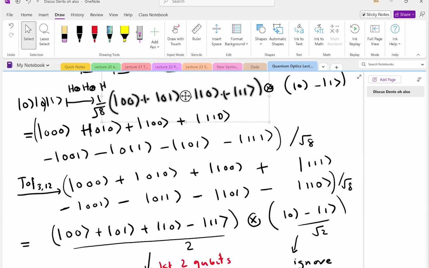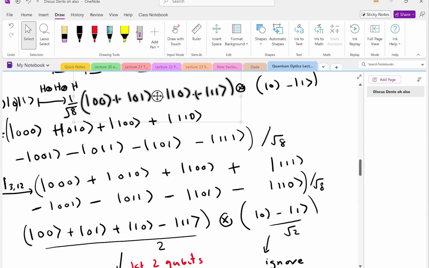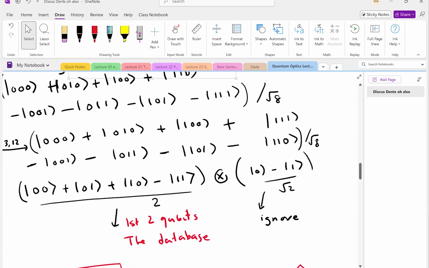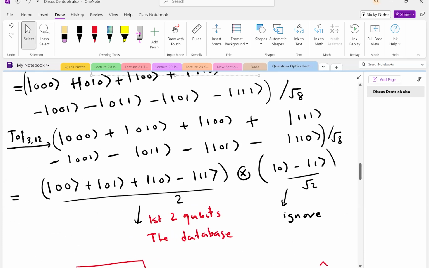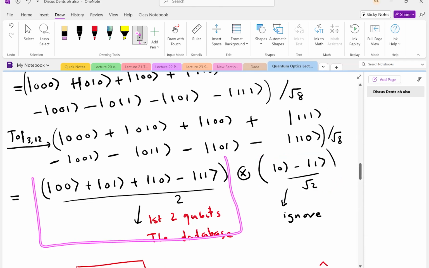Now, once the Toffoli gate has been implemented, I kind of just refactorize things. I separate out the third qubit, factorize it out from the state expression, and subsequently I ignore it. I don't look at it. Now, my first 2 qubits are in the superposition. And this is a superposition of all the 4 strings inside the database.